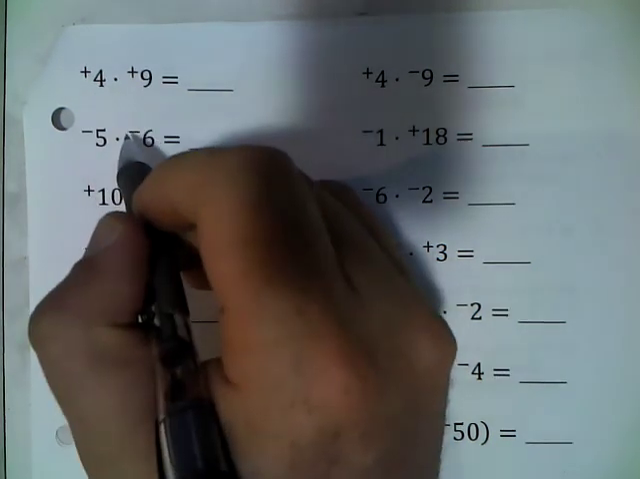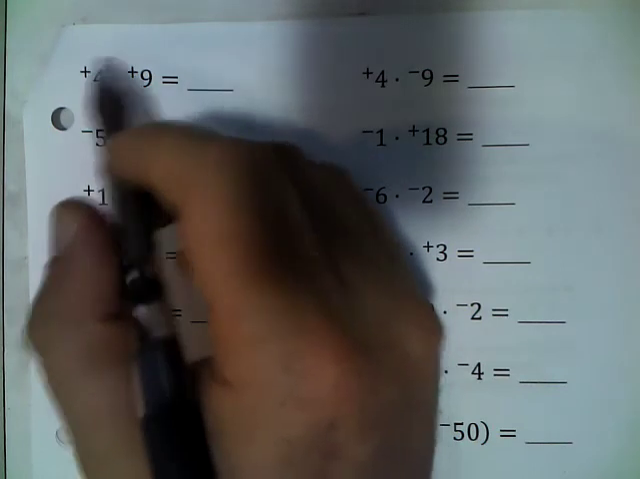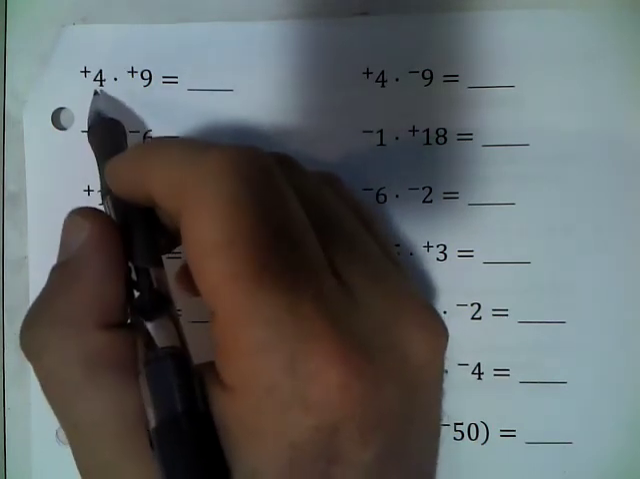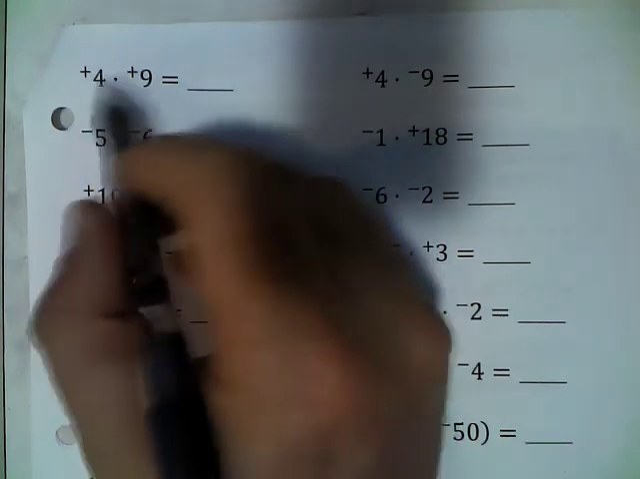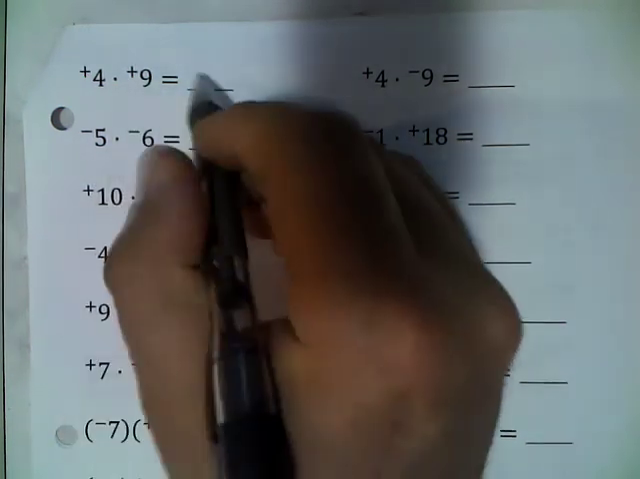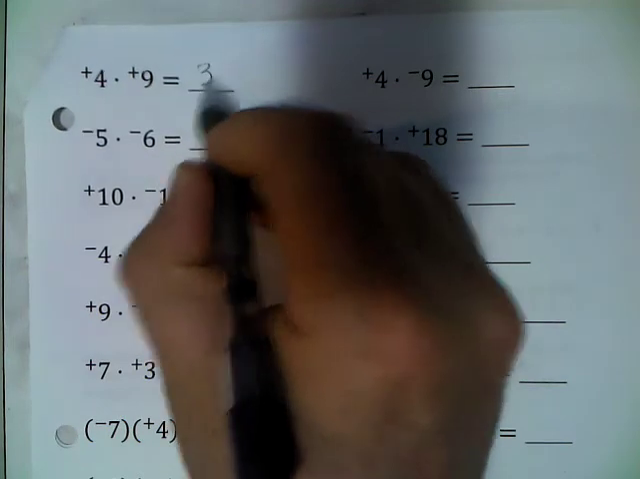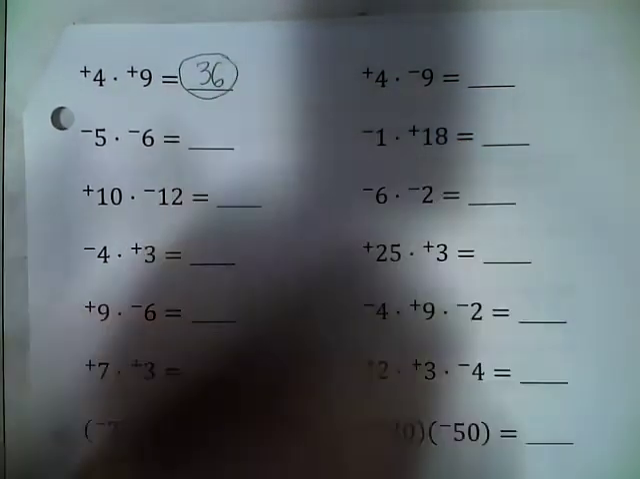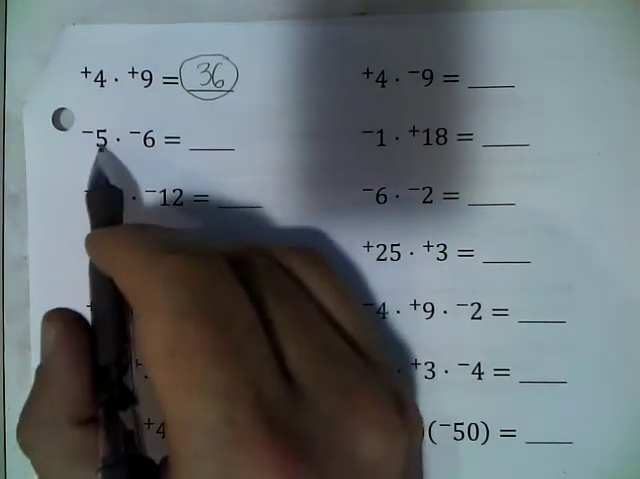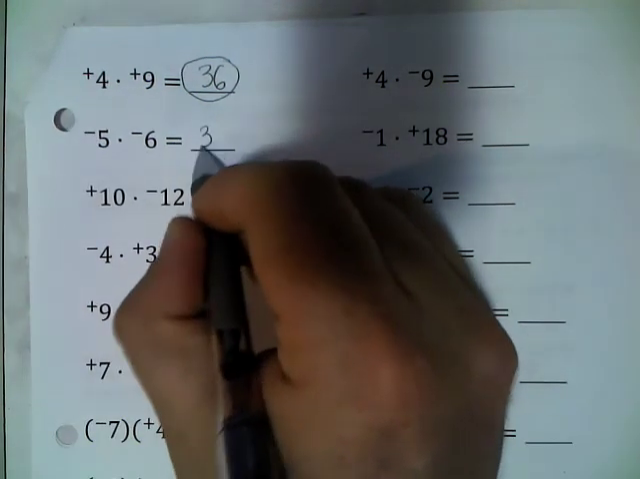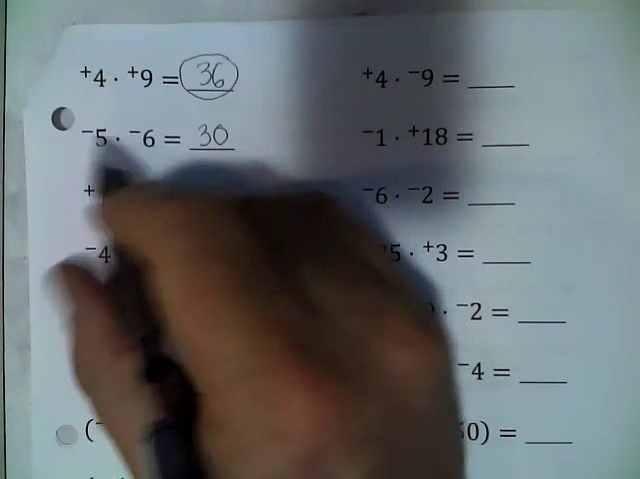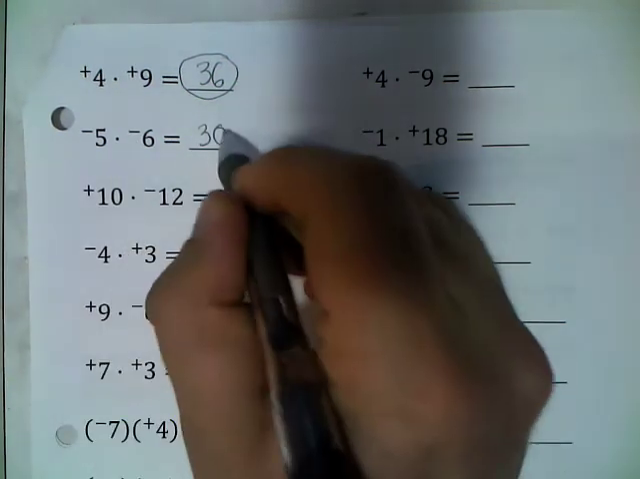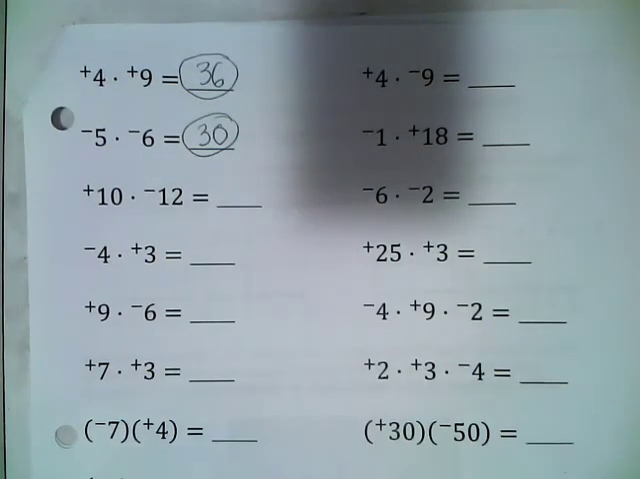So for my first example, I have a positive 4 times a positive 9. So the way that I'm trying to get you to gear up towards thinking about that, there's no negative to carry on to the answer, which is why positive 4 times positive 9 is the positive 36 that we're used to seeing. Next, 5 times 6 is 30. And the two negatives, the double negative, will cancel, so it is just 30.